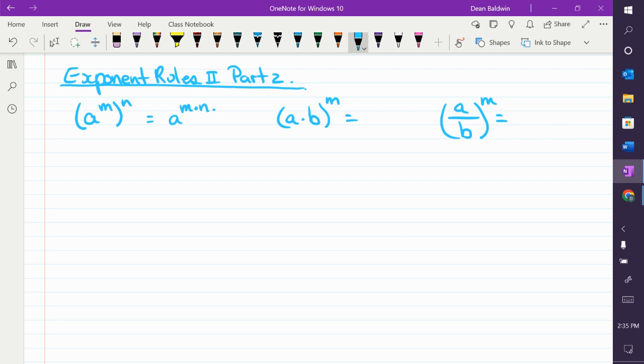If it's two terms inside brackets with an exponent outside, where does that exponent go? It goes to both of them. And if you have a fraction to an exponent, where does the exponent go? Both of them.